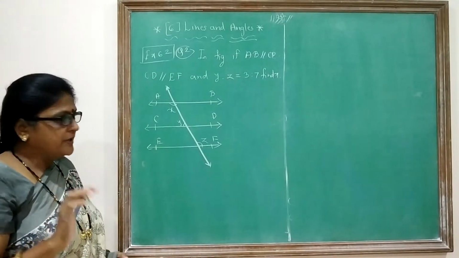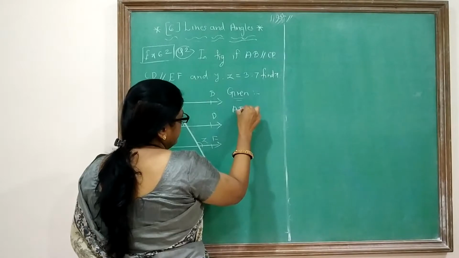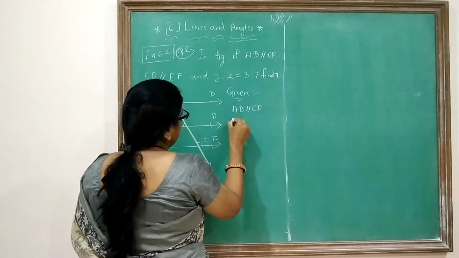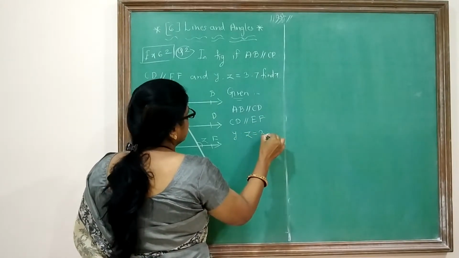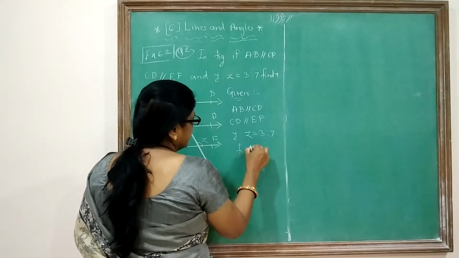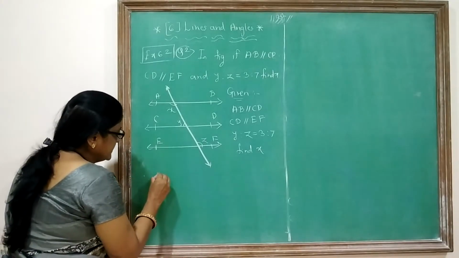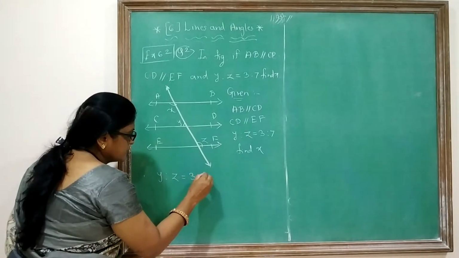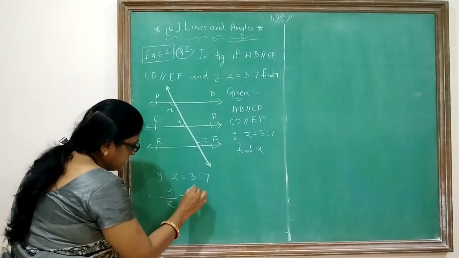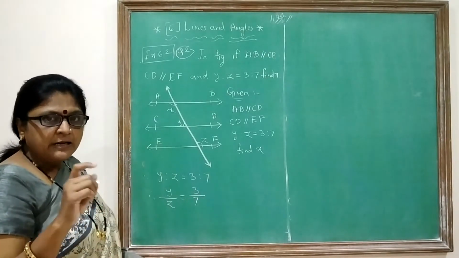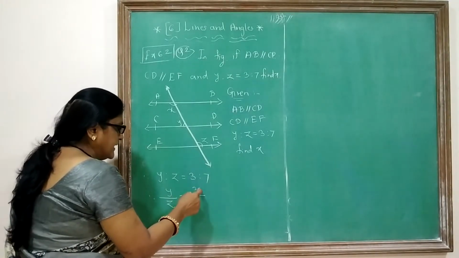First you will write the given conditions and then solve. The given conditions are AB parallel to CD, also CD parallel to EF, and y:z equals 3:7, and find x. How can we solve this example? First write y:z equals 3:7. Then write it as a division, y divided by z equals 3 divided by 7. Then you will change the places: z is transferred here and this 3 is transferred here.